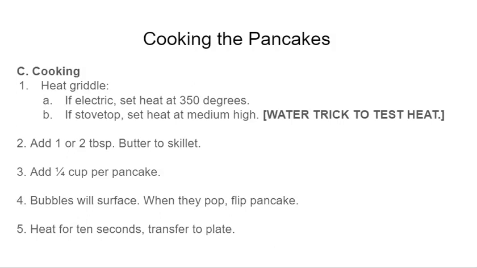Moving along, I add 1 or 2 tablespoons butter to skillet. Then I add 1/4 cup of pancake batter. Bubbles will surface up, and when they pop, flip your pancake. You heat it for 10 seconds, and then transfer it to the plate. So you can see I'm really not writing in complete sentences here. You can see that I'm writing very, very short sentences, and so this is something to keep in mind. We are not looking at a grammatically correct essay here. This is a speech.